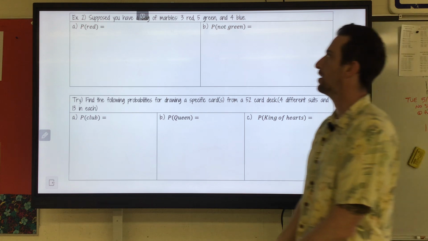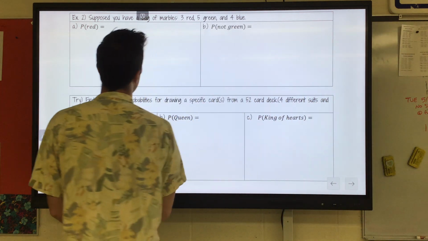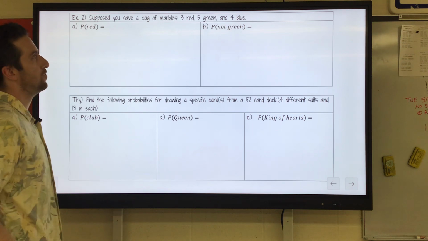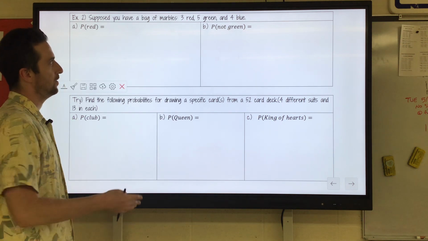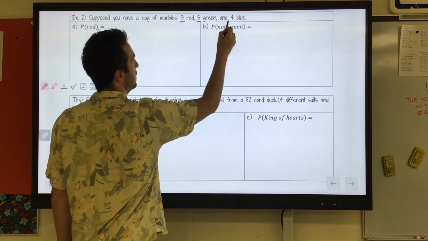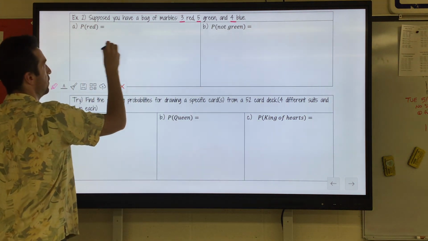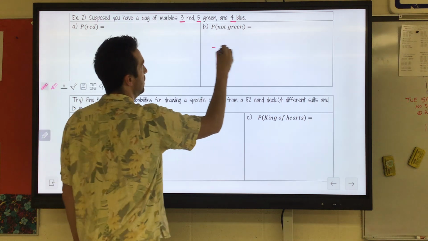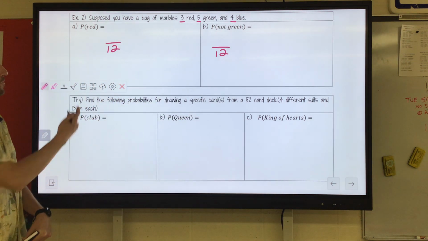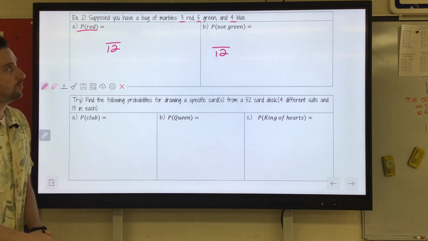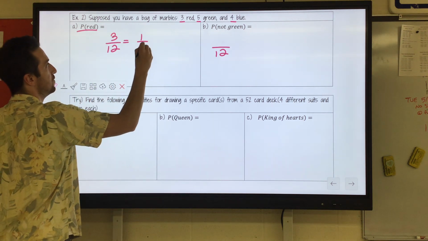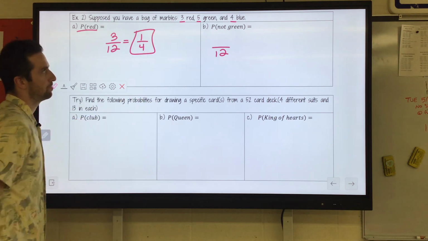Suppose you have a bag of marbles, 3 red, 5 green, and 4 blue. So we have to figure out how many marbles that is altogether. We're going to need that as our denominator. 3 plus 5 is 8, plus 4 is 12. So our probability is going to start out of 12. Of those 12, how many of them are red? Well, 3 are red. So it'd be 3/12, which simplifies to 1/4.